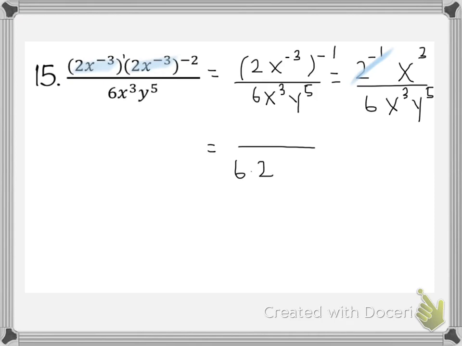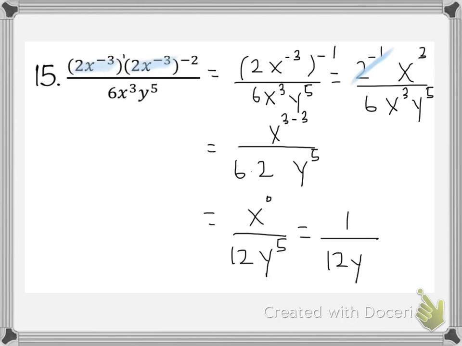Okay? Then what we can say x cubed minus a 3rd. Can combine those 2 things. Can't combine anything with that y to the 5th, so I'm just going to leave that in the denominator. Okay? So x cubed minus 3, so that's going to be x to the 0 power. 6 times 2 is a 12, y to the 5th. Remember, anything to the 0 power is always a 1.